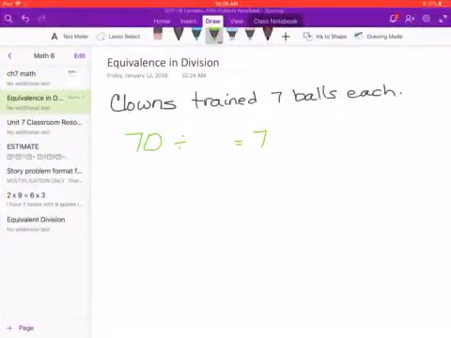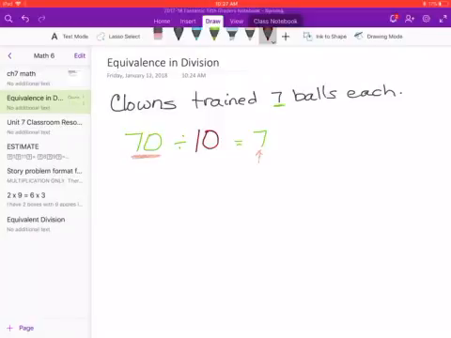All right, let's talk about equivalence and division. First thing I want to tell you is that my clowns are trained to juggle 7 balls each. At my birthday party, I ordered a case of balls, and there were 70 balls in that case. If my clowns are only able to juggle 7 at a time, that tells me that I need 10 clowns at my party. So I have 70 balls that I'm going to divide equally among 10 clowns.